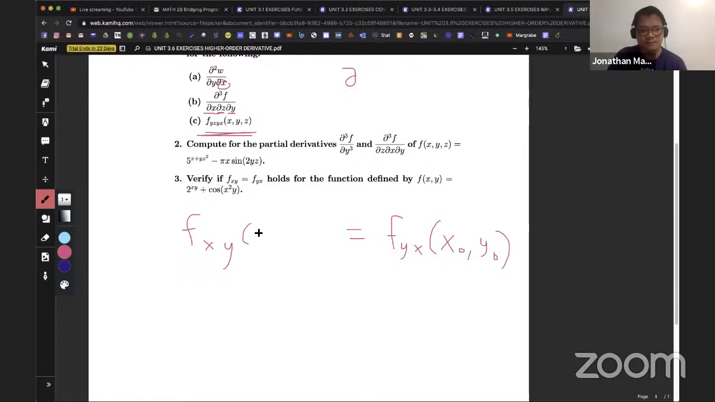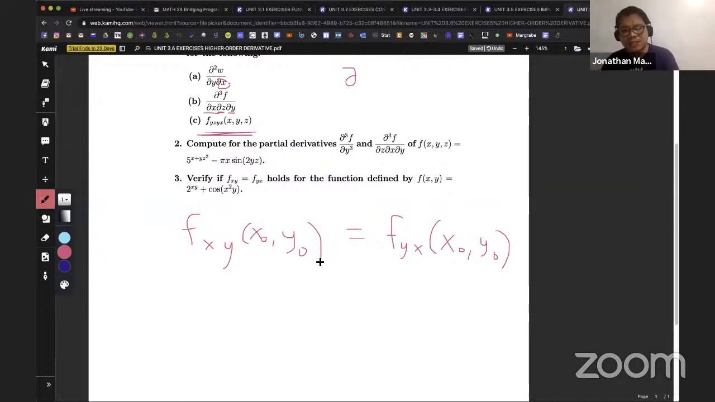Okay? Gawin muna natin x sub 0, y sub 0. Then later, i-generalize natin. Okay. My question now is, when will these two expressions be equal? Kailan nagiging equal yung f sub x, y at f sub y, x pag in-evaluate natin at x sub 0, y sub 0? Take note, magkaiba ang orientation nitong dalawang to.